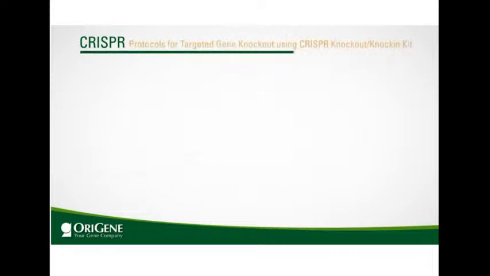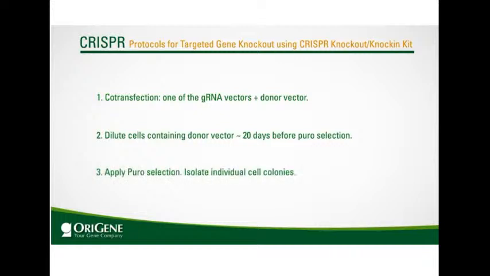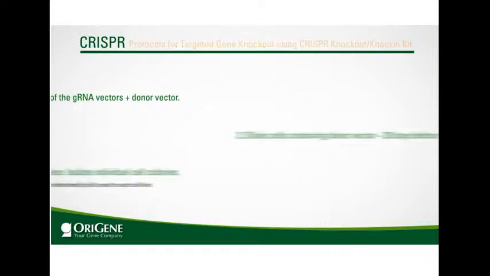To summarize the CRISPR knockout knock-in protocol described so far, Step 1. Co-transfect one of the gRNA vectors with the donor vector, along with the appropriate controls. Step 2. Passage transfected cells for around 20 days. Step 3. Apply puromycin selection and isolate individual cell colonies. Please note that the drug selection doses need to be determined by kill curve for each cell line.